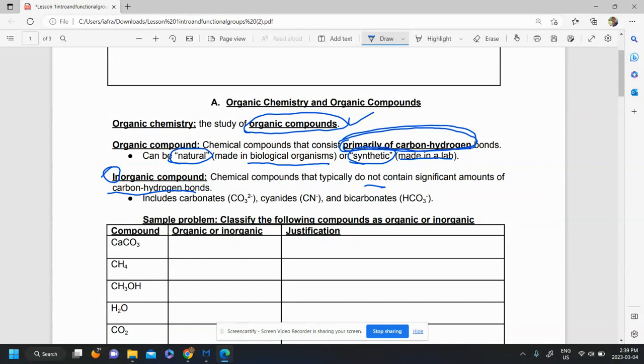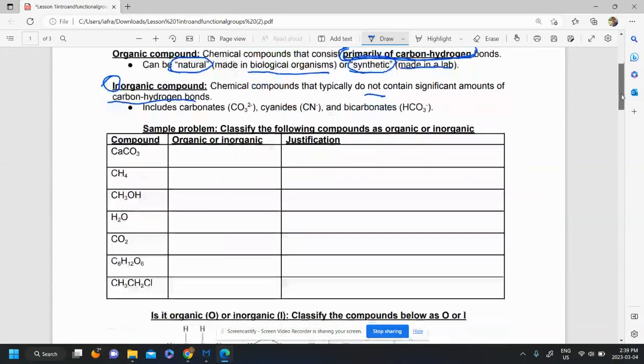So let's take a look at the table below to see if we can classify compounds as being organic or inorganic. You can try these out yourself first, so maybe pause the video, make a guess whether it's organic or inorganic, and then provide a justification. Once you have your guess done and your justification, you can continue the video and take a look to see if you are on the right track. So we'll start with CaCO3.